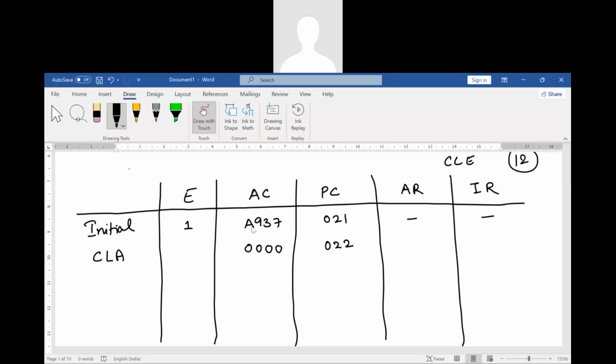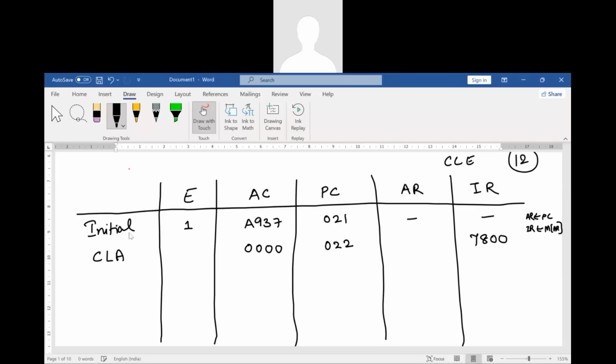It is a register reference instruction, and the IR code for it is 7800. As soon as the instruction is fetched from memory, it is stored in IR during the fetch phase. We all know what happens in the fetch phase: PC to AR, and then M of AR to IR.